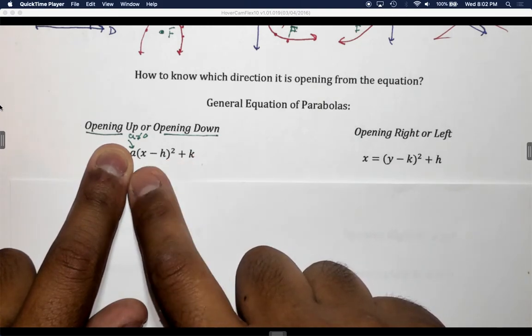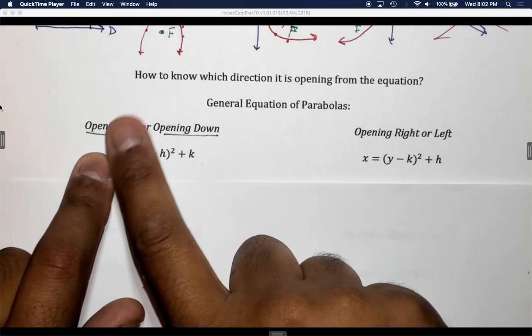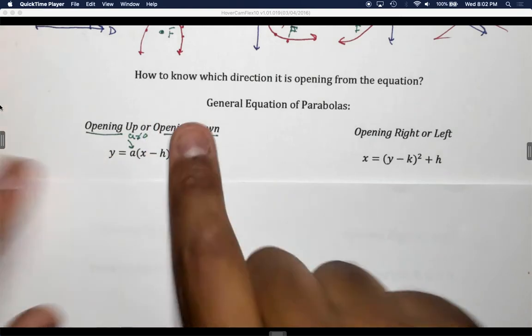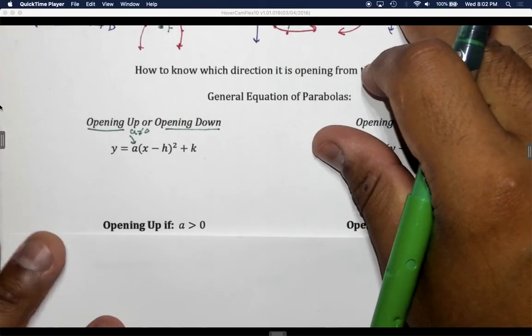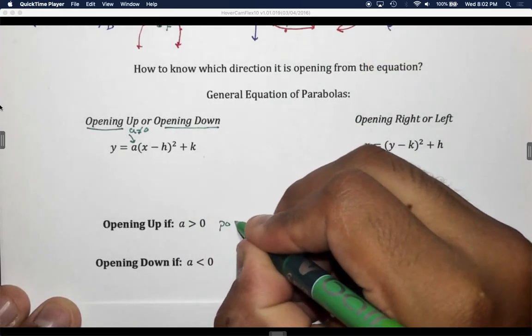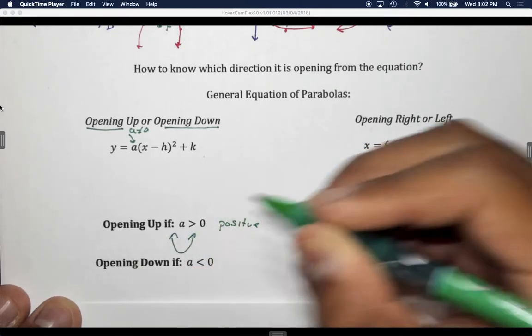If your x is getting squared and your y isn't, you have a parabola. It's either opening up or it's opening down. Now, we know this already. How do we know if it's facing up? It's facing up if your a is greater than 0, aka if it's positive. That means you're going to have an upward facing parabola.